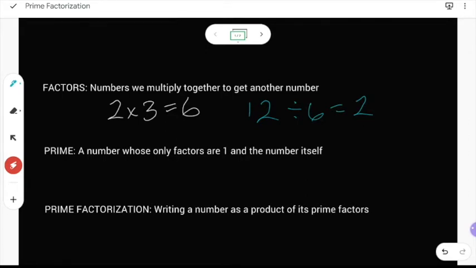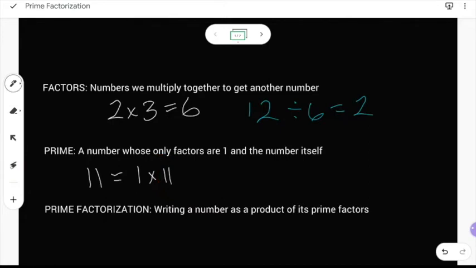Now the word prime really means a number whose only factors are 1 and the number itself. Some examples of prime numbers, something like 11. The only way I can get 11 through multiplication is by writing 1 times 11. There are no other factors for 11. The only factors are 1 and the number itself, 11.